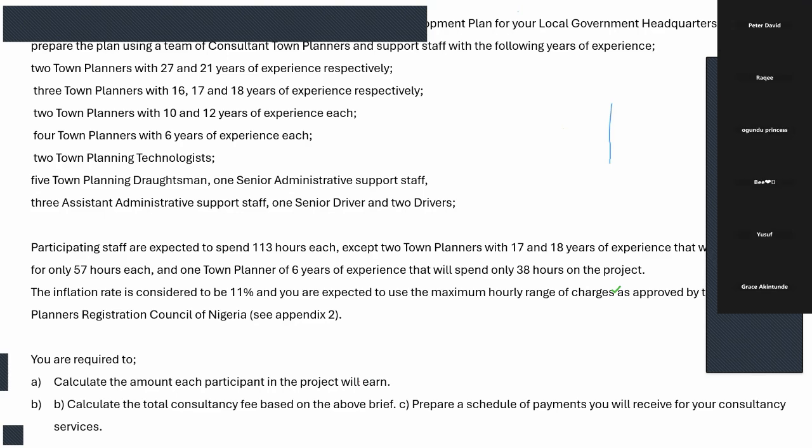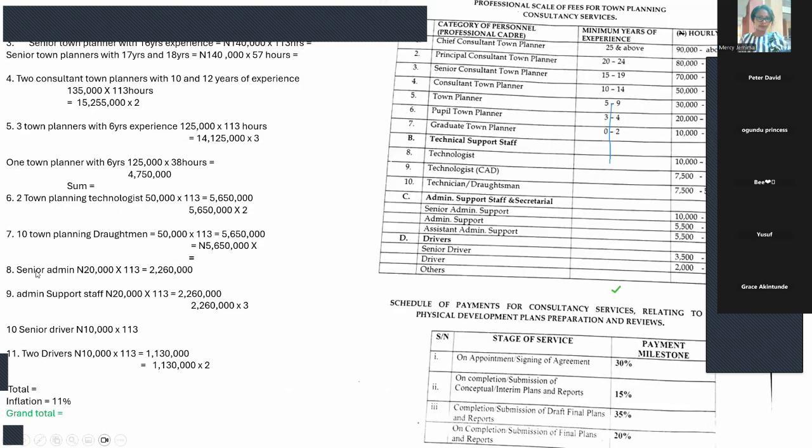Then we have the second part, which is the number of hours they will participate in the project, because we calculate the rate based on hourly rates. Every hour, what is each of the consultants supposed to get as payment for his services? The participating staff are expected to spend 113 hours each, except the two town planners with 18 and 17 years of experience, who will only spend 57 hours.